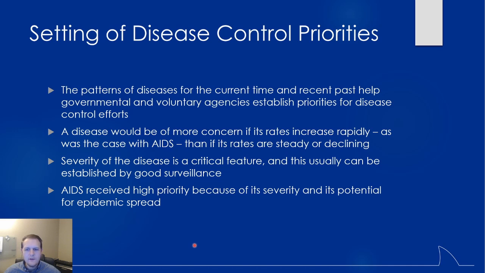Or if, say, severity of disease is a pretty critical feature, a lot of people are dying from it, it has a high case fatality ratio, that would also be a good reason to start to do some good surveillance there. And so, again, because AIDS was killing a lot of people and was having a rapid increase in rates in that time frame, it became a very big priority due to its potential for epidemic spread.